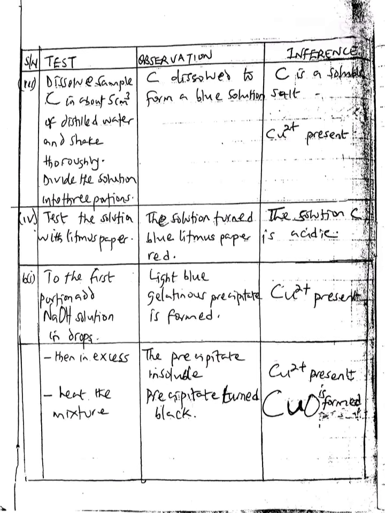Then you can be asked to heat the mixture. When you heat it, the precipitate will turn black. That means copper oxide is formed.